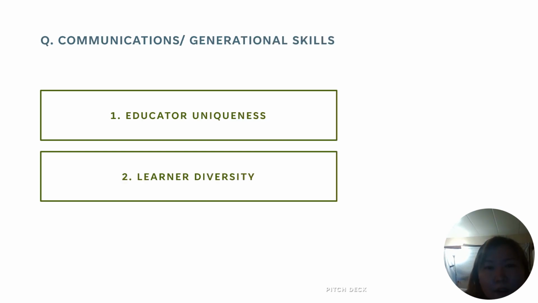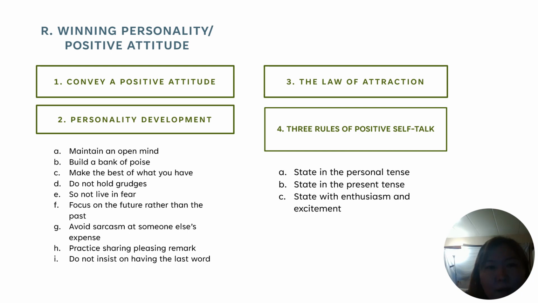Communication skills, educator uniqueness, learner adversity, and a winning personality. Convey a positive attitude. Personality development means maintaining an open mind, building a bank of poise, making the best of what you have, and not holding rigid. Don't be angry, and do not live in fear. Focus on the future rather than the past, avoid sarcasm at someone else's experience, practice sharing pleasure, and do not insist on having the last word.